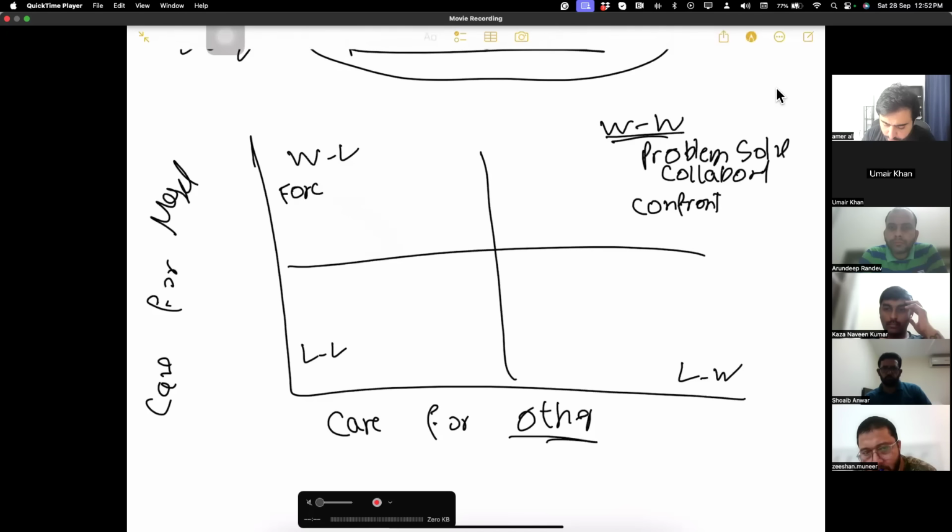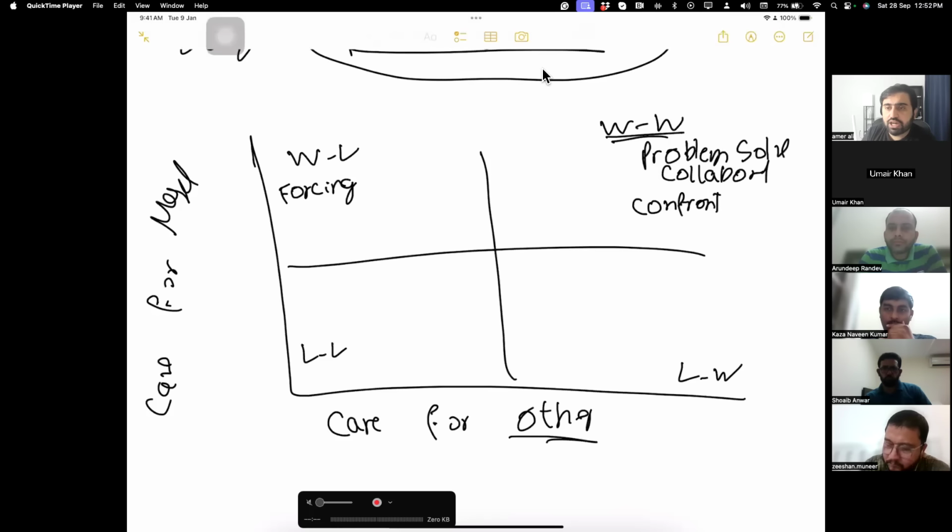Forcing is a very important thing. Sometimes you don't have time for conflict. You cannot resolve all the conflict all the time. You need to force the solution. This is also called directive.